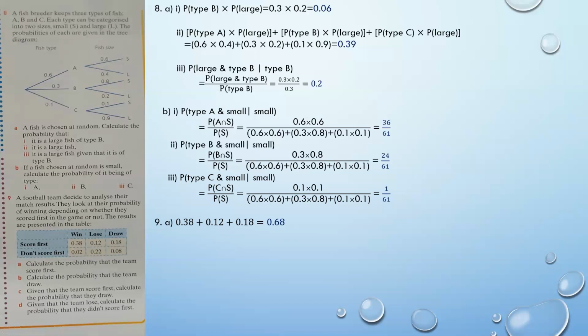As easy as that. So you notice that if you add this, you get this. You add the don't score first, you get 0.32, because these two added together must equal 1.